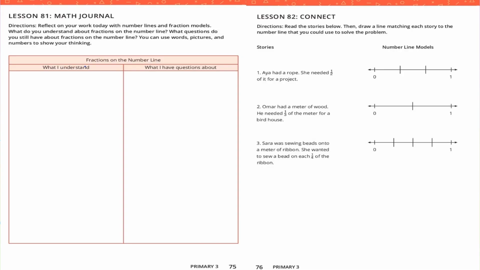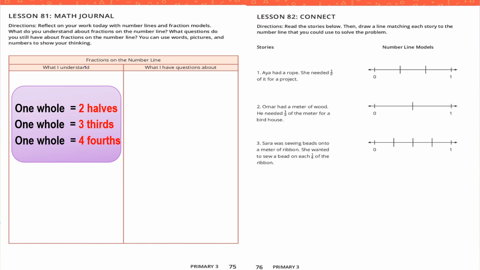Let's move to our math book. Lesson 81, the math journal. Here we have a table with 2 columns. The first column is about what you understand about fractions on the number line. What I understand: the whole one equals 2 halves, 3 thirds, 4 fourths, 5 fifths, and so on. What I have questions about: if you have any question, you can write in the comments.